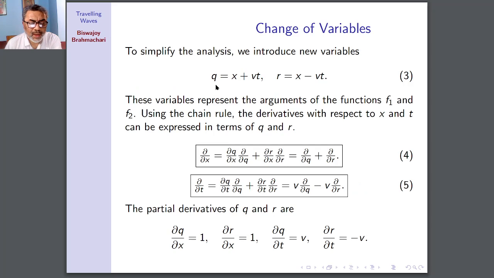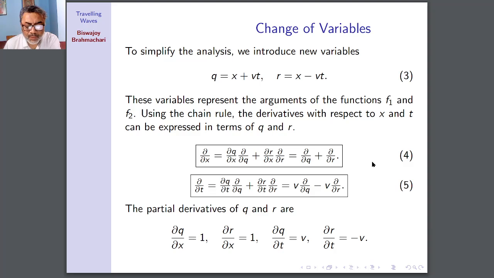To prove it, let us define two new variables, q equal to x plus vt and r equal to x minus vt. Then the partial derivative with respect to x using the chain rule becomes ∂q/∂x ∂/∂q plus ∂r/∂x ∂/∂r. And these coefficients ∂q/∂x and ∂r/∂x are both 1. That means ∂/∂x becomes ∂/∂q plus ∂/∂r. What about ∂/∂t? Using the chain rule, ∂q/∂t ∂/∂q plus ∂r/∂t ∂/∂r. And these two coefficients, ∂q/∂t and ∂r/∂t, have the values v and minus v. So ∂/∂t becomes v ∂/∂q minus v ∂/∂r.